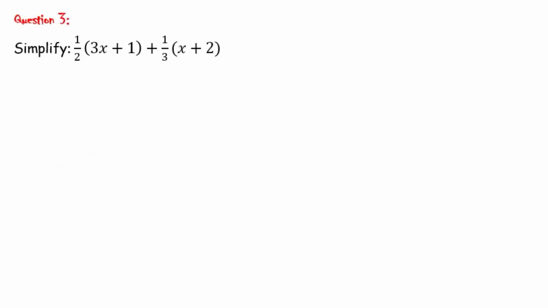Yes, this is another question where we are asked to simplify. This is another typical example of algebraic fractions. In this case, we are to simplify 1 over 2 multiplied by 3x plus 1, plus 1 over 3 multiplied by x plus 2. It's very simple. There is no big deal. I want you to know that there is a thing they normally do in mathematics that used to get students confused. When they see something like this, they begin to wonder, how do I do this?